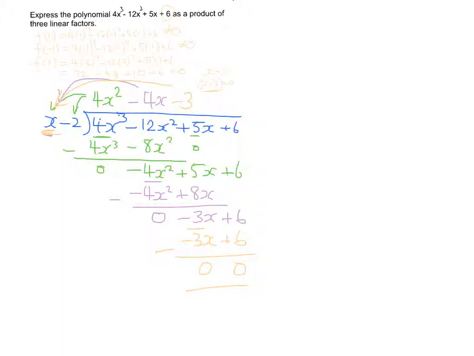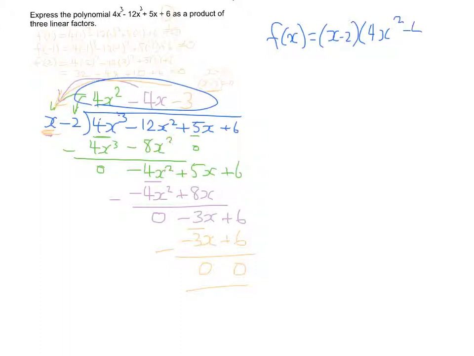So I'll rewrite our function as f(x) is equal to x minus 2 and 4x cubed. Not 4x cubed, I'm getting carried away here. We need to look at the line which is up the top. This bit here goes up there. 4x squared, take away 4x, take 3.